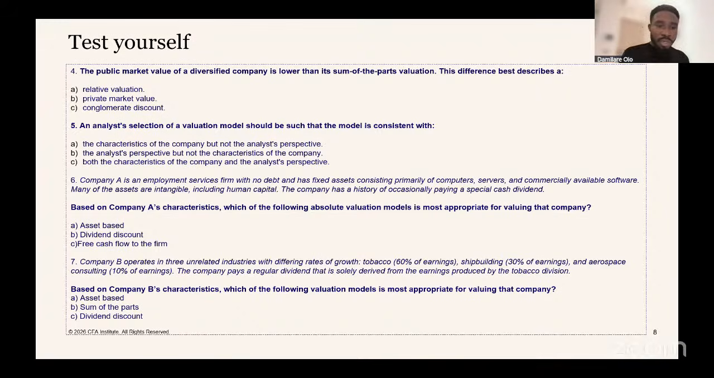The most appropriate is the sum of the parts because you have 60% from tobacco, you have 30%, which is also significant. You also have 10% from another business, which is actually consulting. You can't use asset-based for that. So the most appropriate is sum of the parts. That is correct.